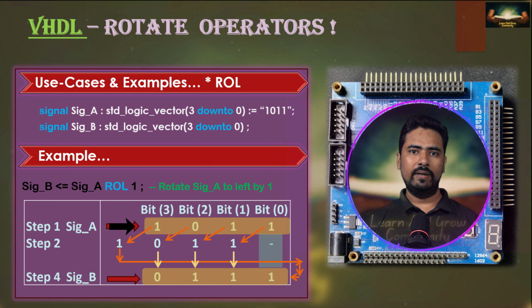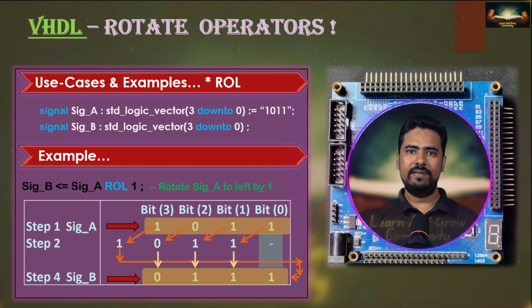So 1011 becomes 011 dash, right? So here the first bit, which is 1, is out of the index range and a dash is added in the rightmost index. Now here is the tweak at the second step. When we were using the shift operators, this dash was replaced by the hard-coded value 0, right? But here, when we are rotating the data, then instead of 0, it will be replaced by the shifted value. You can see this is 1 in our example, so the dash will be replaced by 1 here. This means your index 0 will be replaced by index 3.